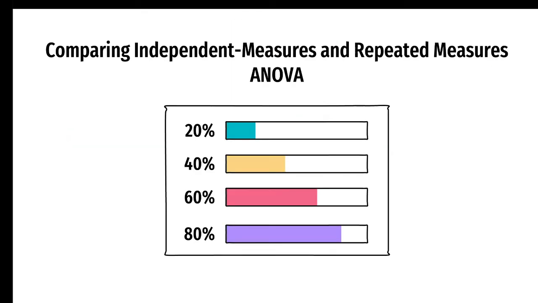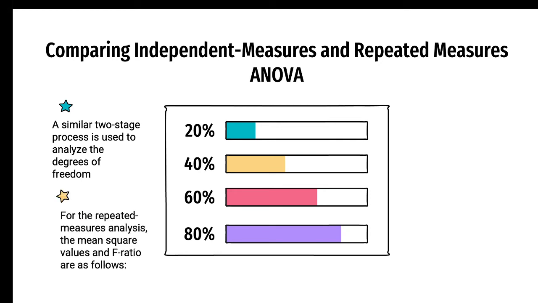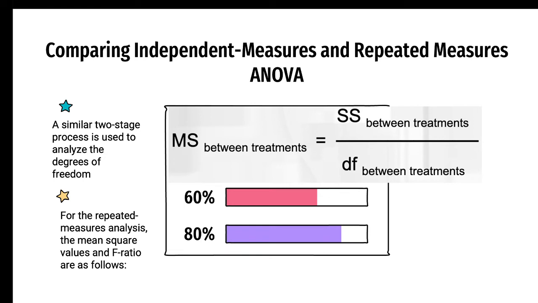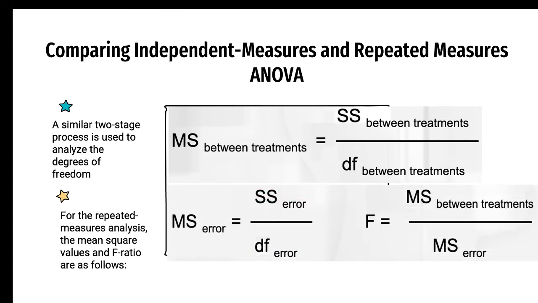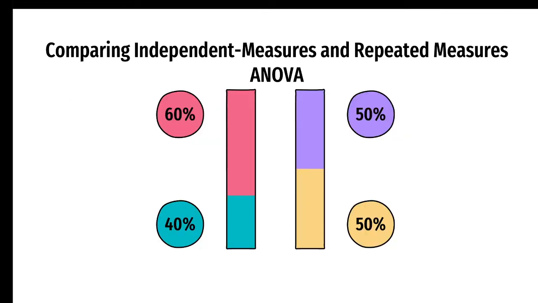Thus, we can say that a similar two-stage process is used to analyze the degrees of freedom. For the repeated measures analysis, the mean square values and F ratio are as follows. Mean square between treatments is equal to SS between treatments divided by the degrees of freedom between treatments. The mean square error is equal to the SS error divided by the degrees of freedom of the error. F is equal to MS between treatments over MS error.